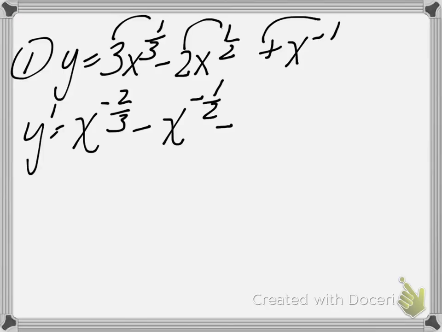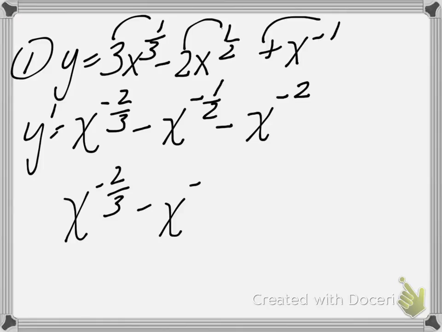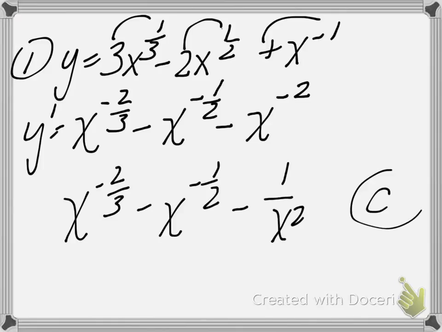Bring down the negative 1. So negative x, and a negative 1 minus 1 is negative 2. And that could be rewritten as this. And that is choice C.